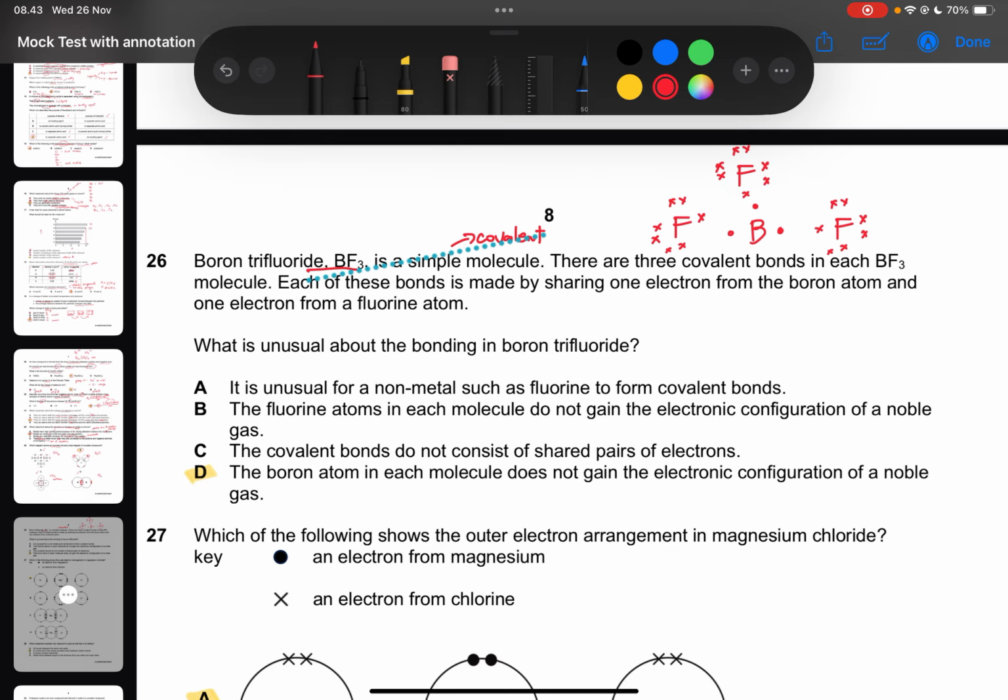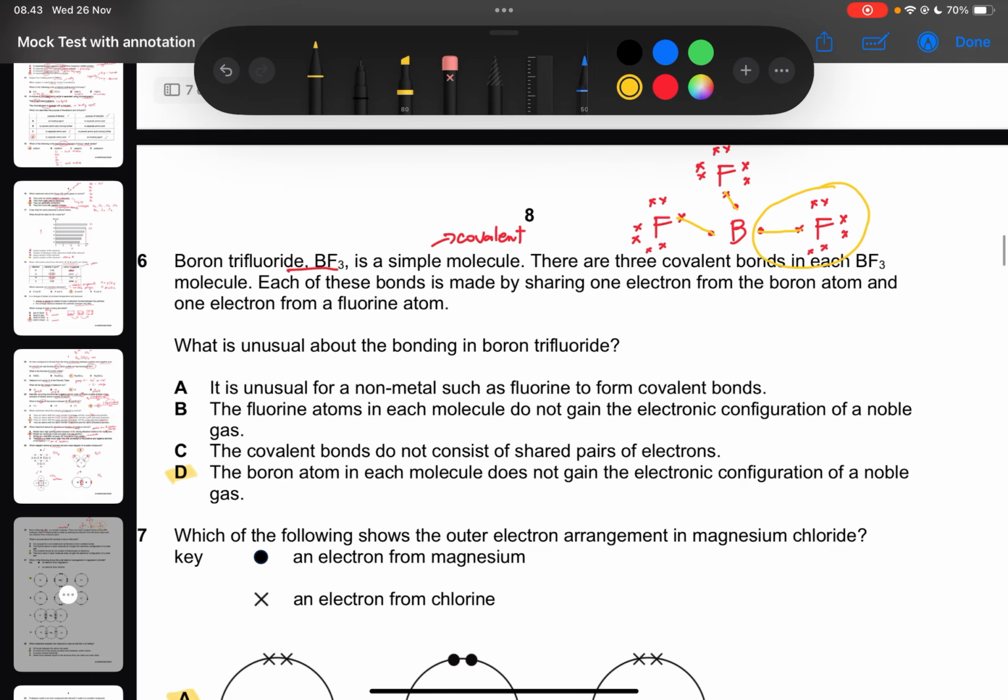So it says here that they share 3 covalent bonds in each BF3 molecule. Each of these bonds is made by sharing 1 electron from boron atom and 1 electron of fluorine. So it means these are the shared, 1 from each. Okay, so those are our bonds. If you look at it here, our fluorine will form 8 electrons, each of them. However, if you check, our boron will only have 6 electrons.